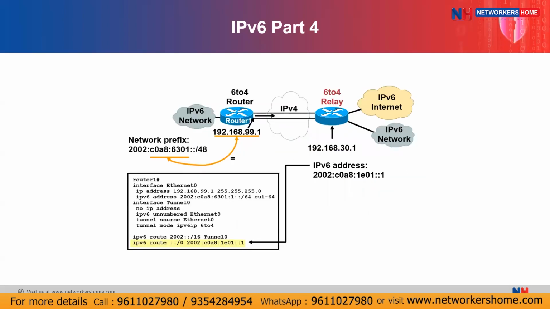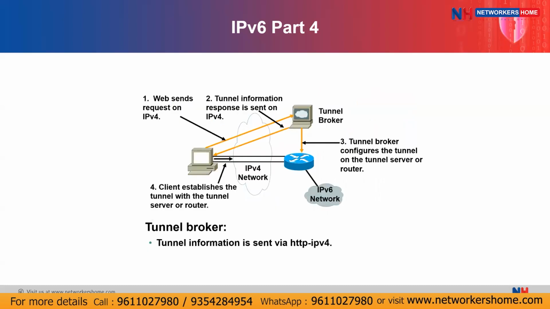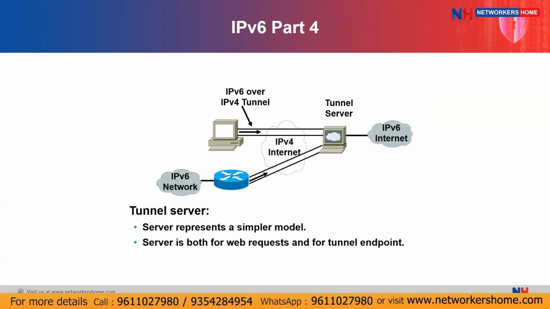Here you can see this thing, the IPv6 route, and then both options, we have the default route that we mentioned earlier in the previous slide. And tunnel broker: configure the tunnel on the tunnel server or router, tunnel information sent via HTTP over IPv4. So the website sends a request over IPv4, and the tunnel information response is sent over IPv4 by the tunnel broker. Then the client establishes the tunnel with the tunnel server or router. And tunnel server represents a simpler model. The server handles both the web request and the tunnel endpoint. For this purpose we are using a tunnel server.